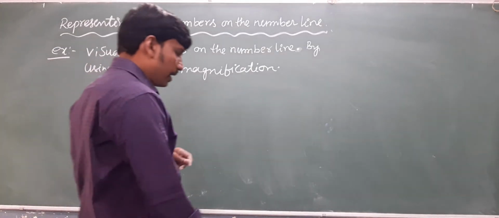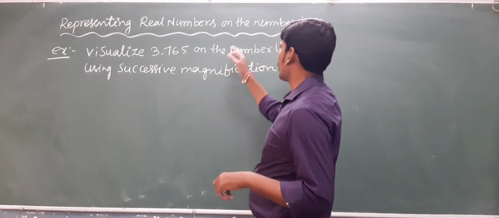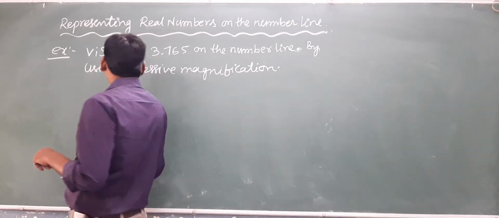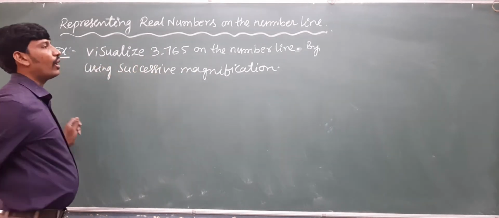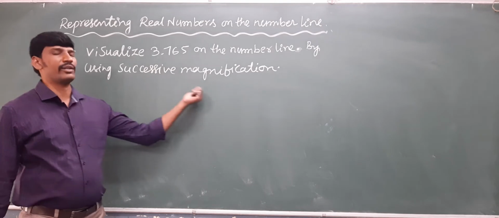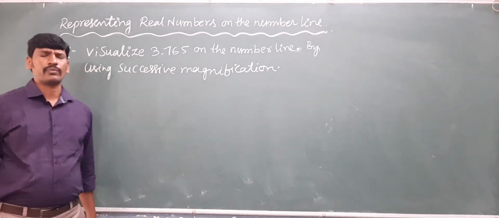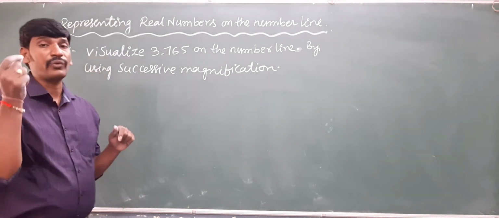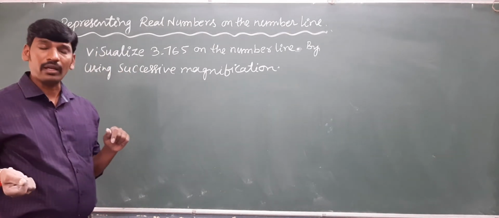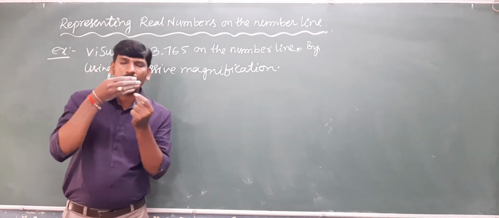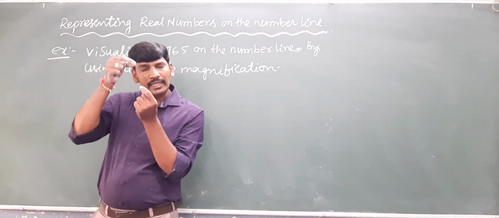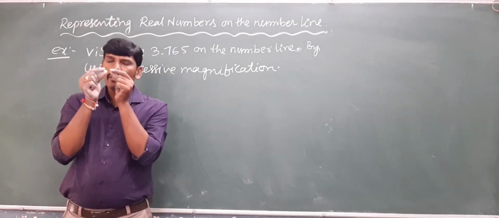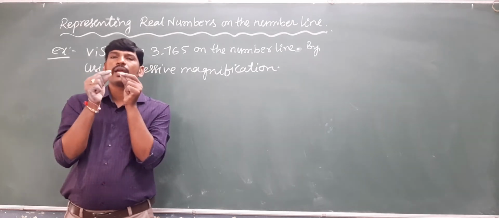Right, children. Let us discuss representing real numbers on the number line. Let us take one example: visualize 3.765 on the number line by using successive magnification. What is the meaning of successive magnification? I told you that between two rational numbers there are infinitely many rational numbers, and every rational number is a real number. If you observe your scale, between two numbers there are 10 lines. Again, if you take two lines, in between those two lines you have 10 more lines again.